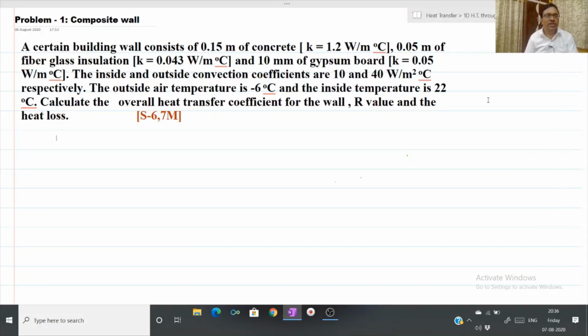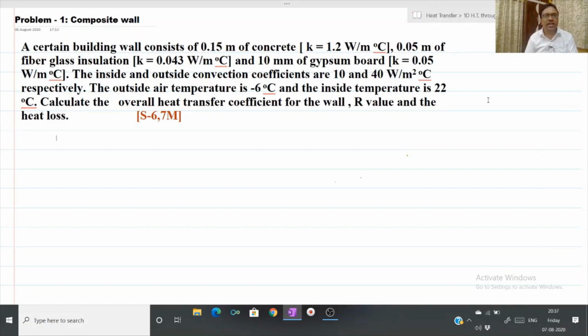A certain building wall consists of 0.15 meter of concrete having thermal conductivity K equal to 1.2 watt per meter per degree Celsius, 0.05 meter of fiberglass insulation having K equal to 0.043 watt per meter degree Celsius, and 10 mm of gypsum board having K equal to 0.05 watt per meter degree Celsius.